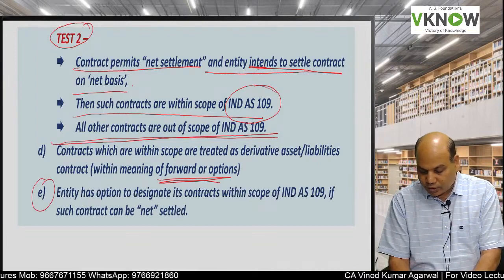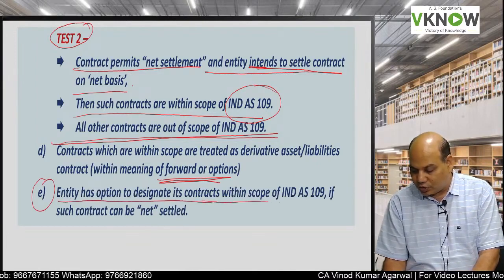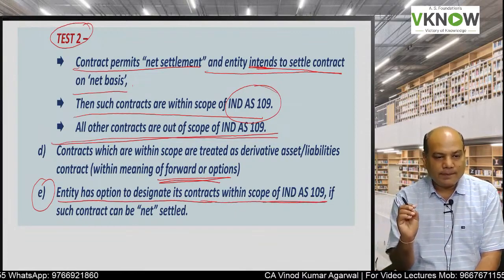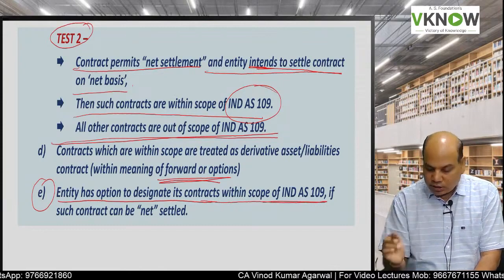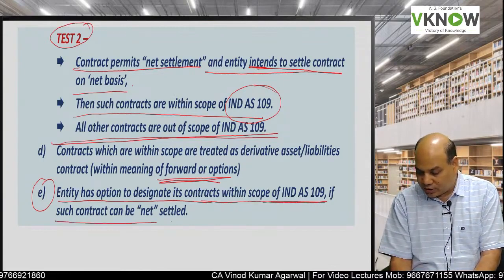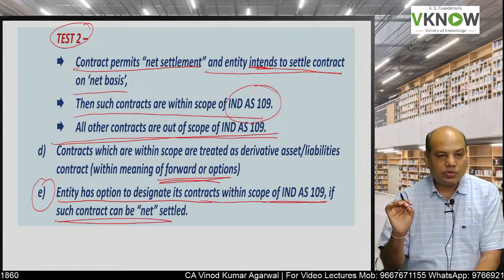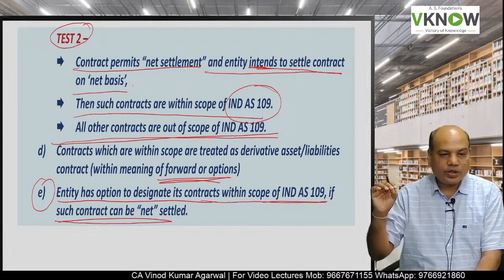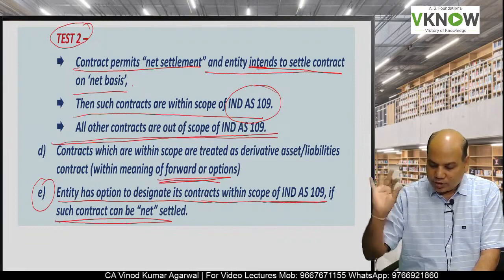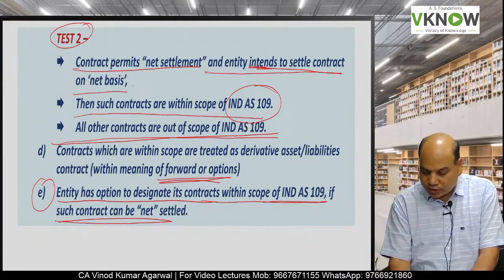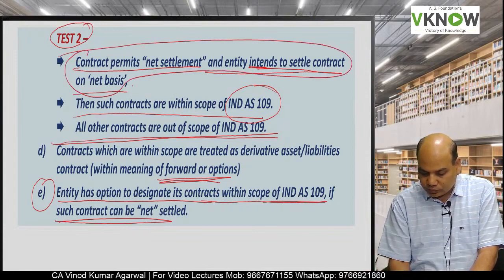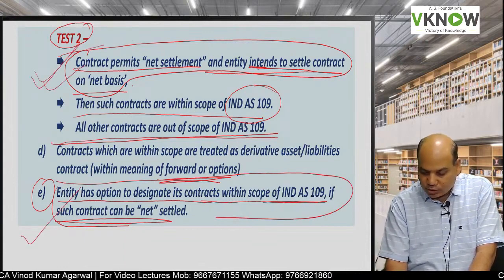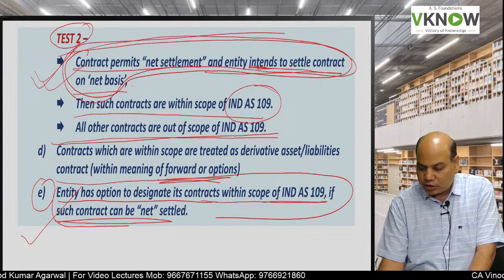Point number E, the entity has an option to designate its contract within the scope of Ind AS 109. So one more situation when you can apply 109 is when there is a choice to settle on net basis and the entity is given a choice, it can designate the contract as within the scope of 109. So what is the difference between this point and this point? Both look similar. In this point, the top point, the entity intends to settle on net basis.